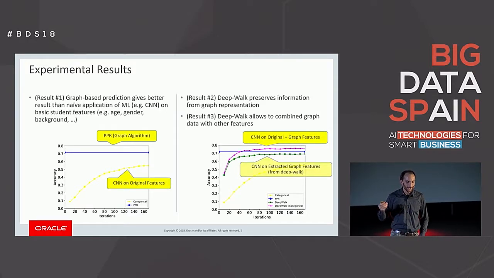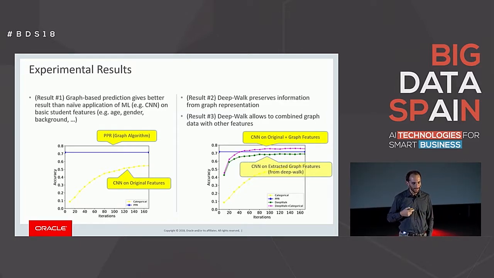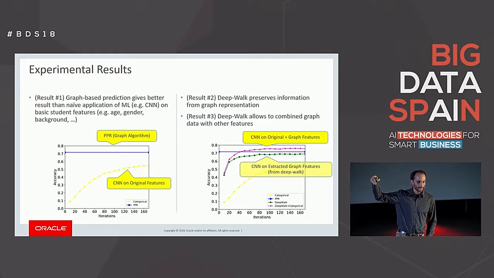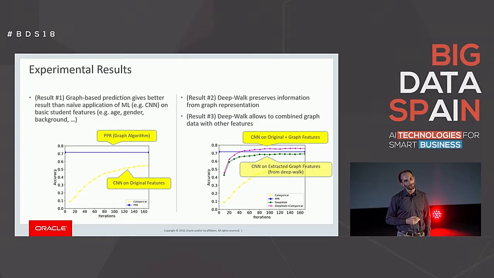But then when we try to learn the embeddings and then train the network on the embeddings, this is the green line. And by the way, the x-axis is the iterations of the training of the convolutional neural network, and the y-axis is the accuracy. So accuracy tends to improve, obviously, by training more. And then the green line approaches the limit of PPR with more iterations, because basically you're using the same information; it's just translated into the vectors. But then, if you also use the other features, you can get better results than both of these, because basically you're using more information. In some cases, the structure of the graph was not enough to predict, but if you also use the categorical features, you can actually do better.